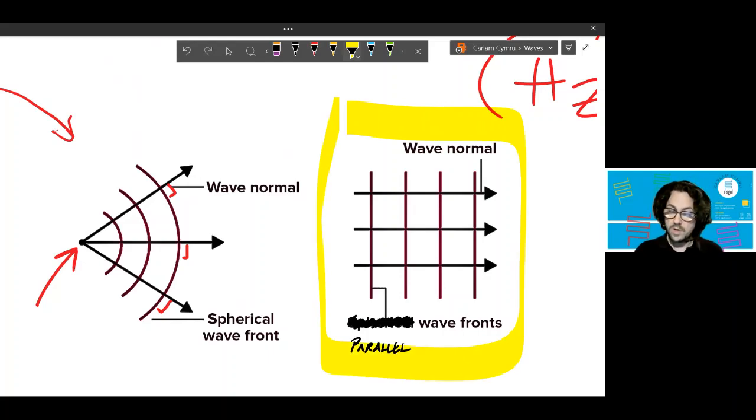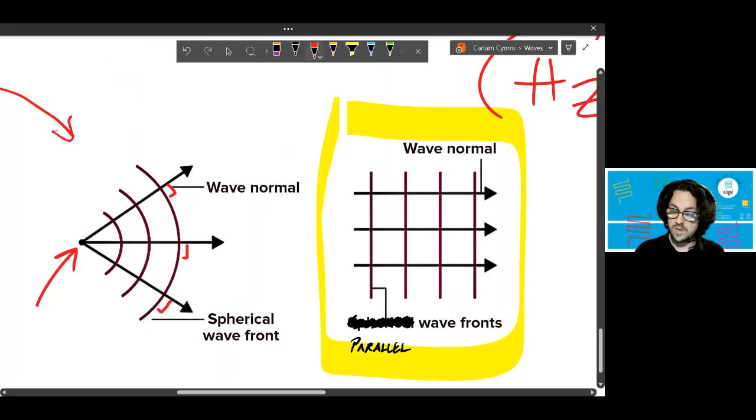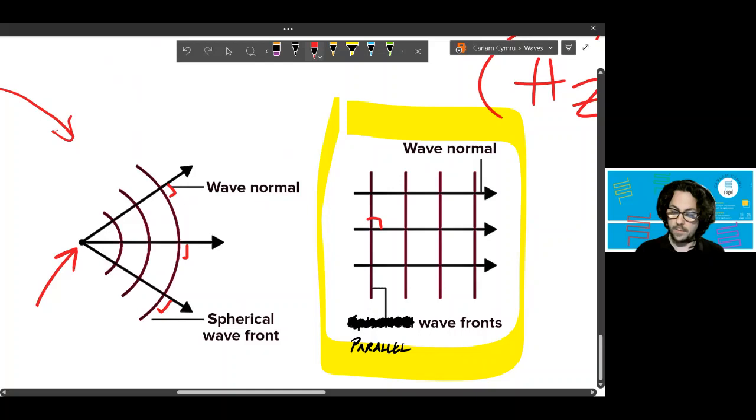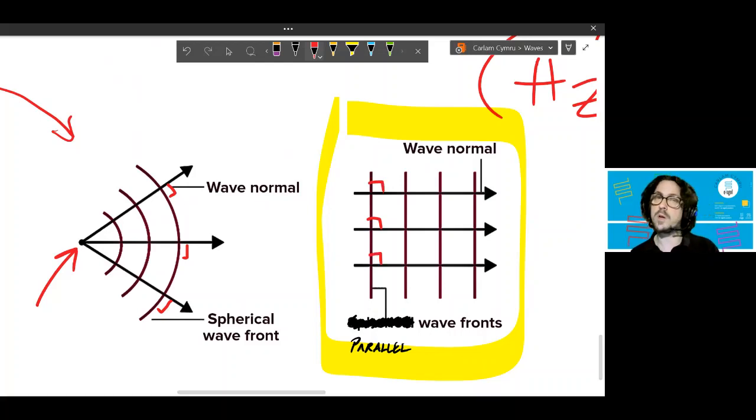Now it's easier in a diagram such as this one here, of course. In this one here, what we've got is parallel wavefronts, and that makes it really easy to draw our wave direction onwards. This becomes far more relevant when we discuss ideas such as refraction, reflection, and even diffraction, because that's where these diagrams really come into their own. But for now, that's not a bad little starting point.